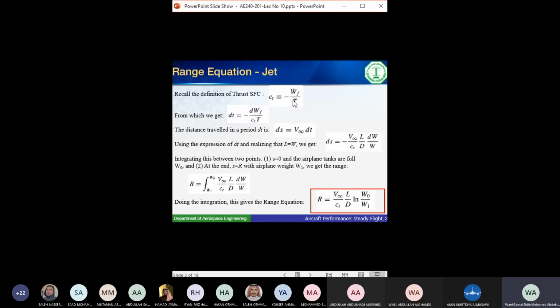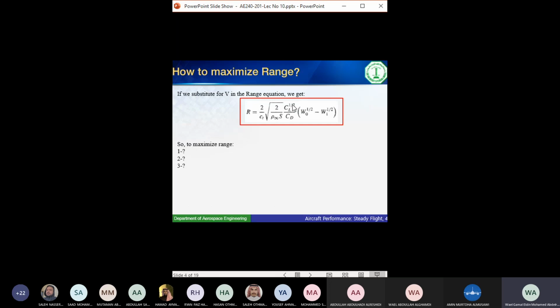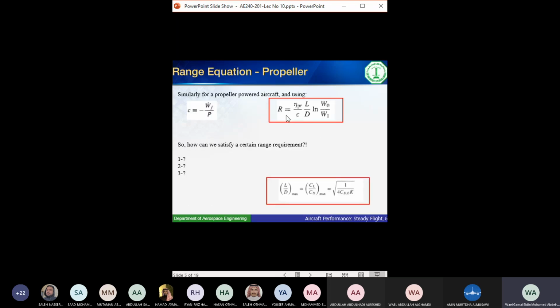If this was power, then it will have T times V. So the V will disappear. So when the V disappears, you will find that it's L over D that matters, not L to the power 1/2 over D. So for a propeller aircraft, that would be the equation for the maximum range. Very much similar to that of the jet. You will see the weight ratio, you will see L over D, but you will not see the velocity, and you will see C related to horsepower, not related to thrust.